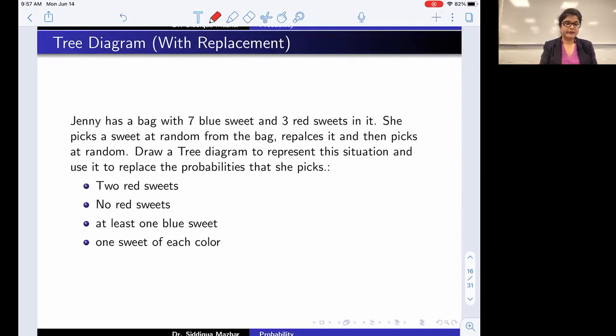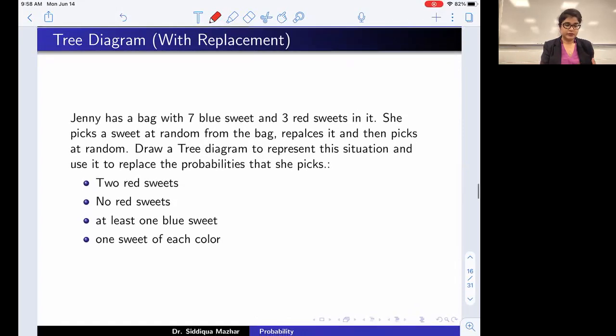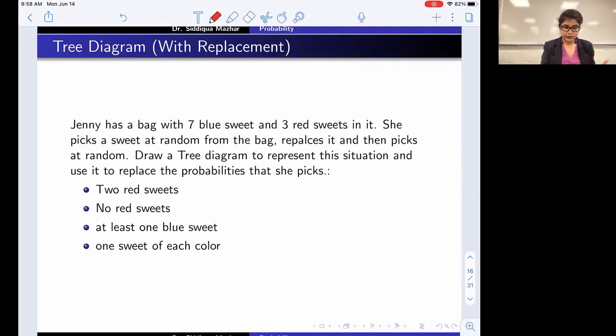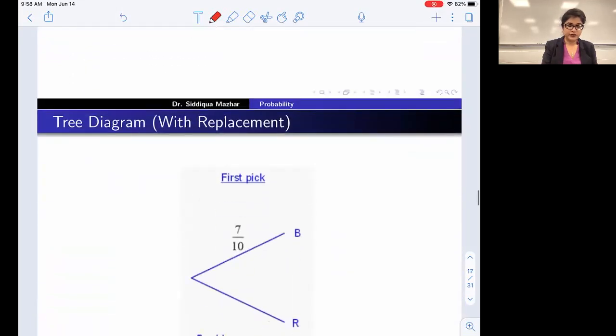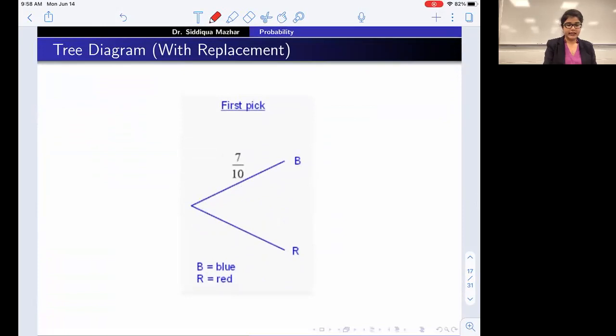So the first experiment is finding 2 red sweets, and the second is no red sweets, at least 1 blue sweet, so 1 sweet of each color. So how can you look for this? If you look at the tree diagram, this is what we will make. So here we start. The total number of sweets we have is 10, 7 blue and 3 red.